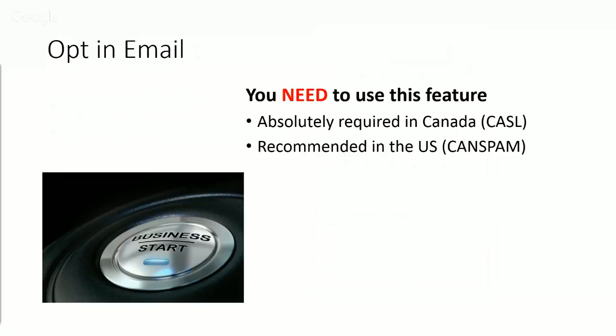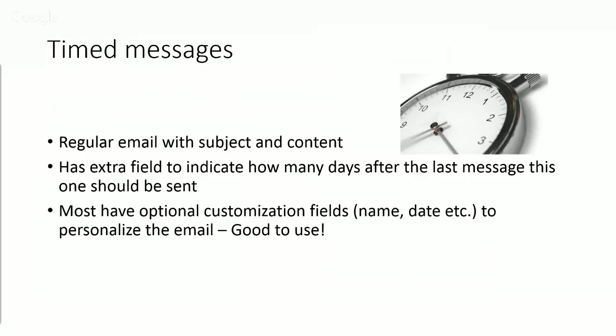Now, once they're in your list, there's a couple of things that you can do. One of the most powerful of them is timed messages. Now, okay, again, this is an email system. We're just sending people email. And so these timed messages are nothing more than email, but they have got a timer attached to them that basically tells them to wait until X number of hours or days after the previous message before this one goes out.